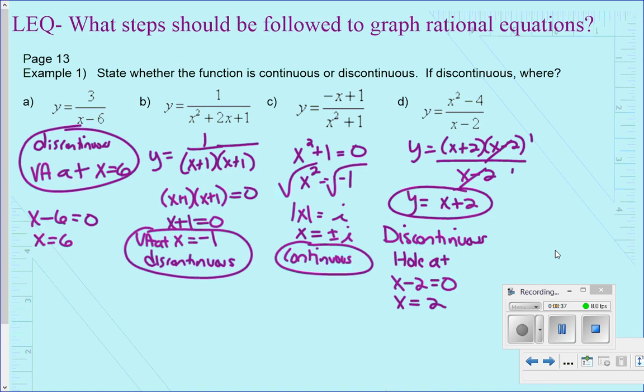Then to get the y part, I take the 2 and substitute it into the simplified equation, not the original, but the simplified equation. And so I put in 2 and I'm getting 4. So I know that there's a hole at (2, 4). Okay, so if I were to graph this, I would graph my diagonal line like I normally would, y equals x plus 2. But then I would go to the point (2, 4) and put an open point there.